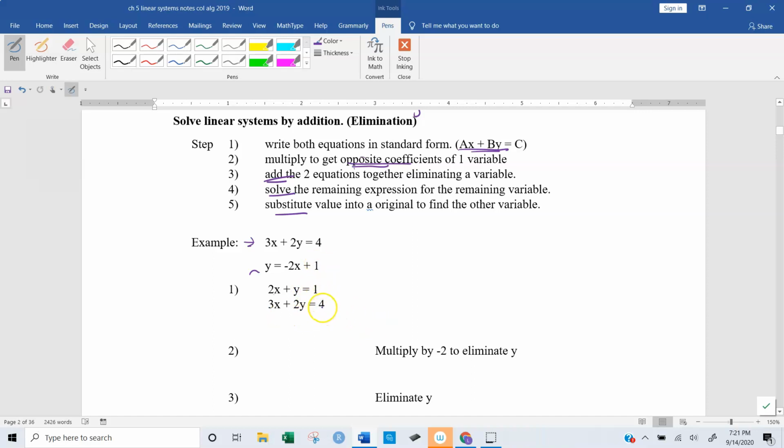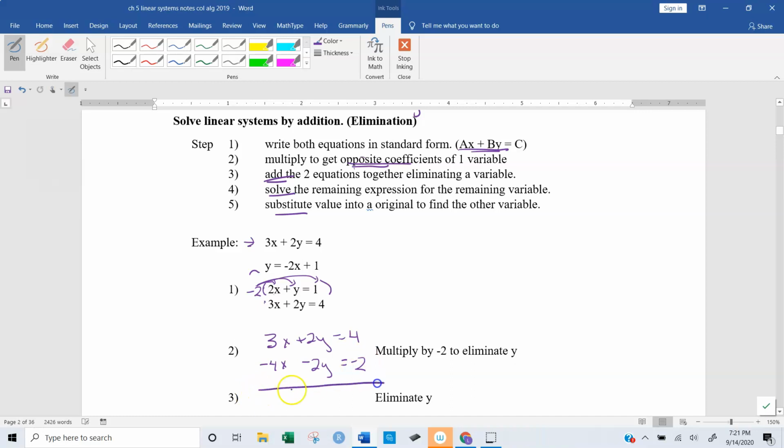Now we're going to look at this and eliminate a variable. We can do x or y. Well, when I'm looking at this, I'm thinking, hey, if I multiply the x, I need a 3 here and a negative 2 here to get opposite. The y, I only have to multiply by a negative 2 because the other one is okay. So the 3x plus 2y equals 4 does not need anything done to it. When I multiply by -2, I have to multiply everybody on both sides of the equal sign. So this is -4x minus 2y equals -2.